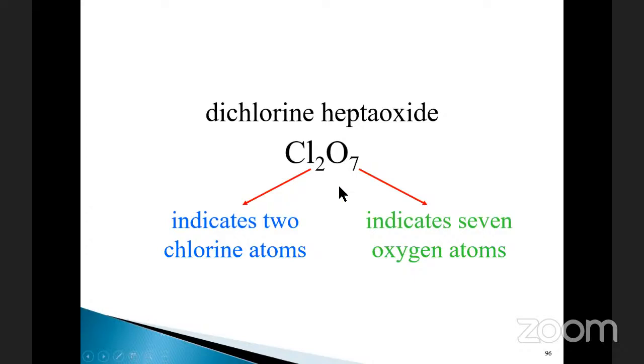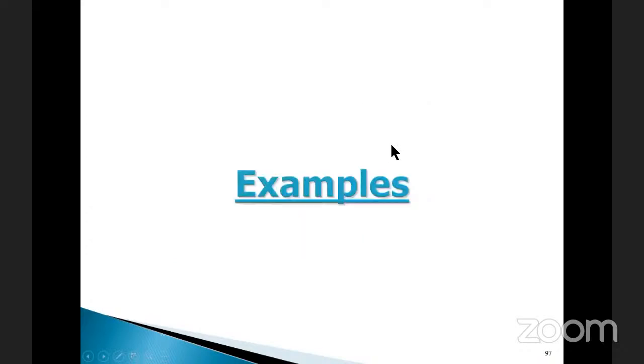Now, let me just say that in some textbooks, they might leave out the A here, so the name would be heptoxide. And according to IUPAC, that is just as correct, right? So you can call this heptaoxide, or you can simply call it heptoxide. Either works. Okay, very good. So that's the name of that compound, dichlorine heptaoxide.